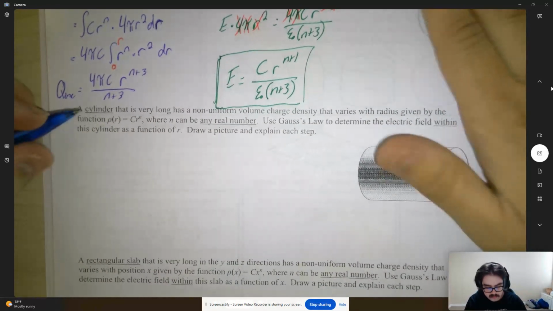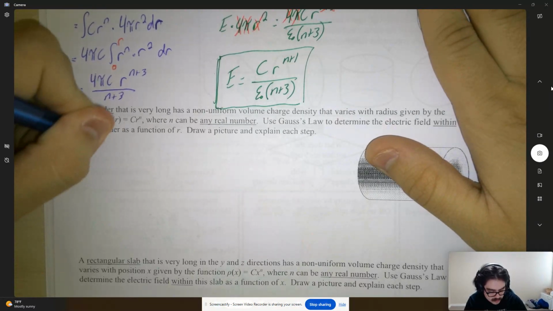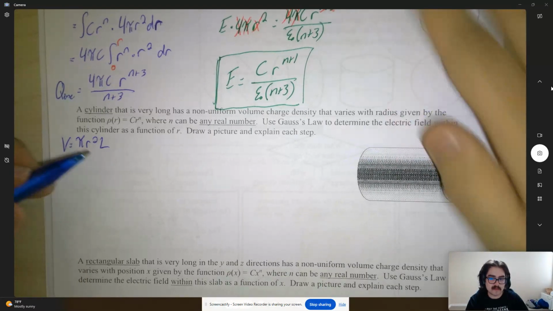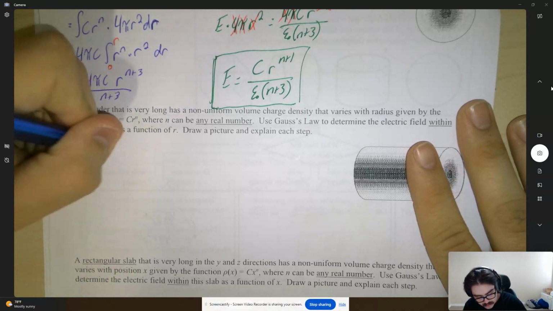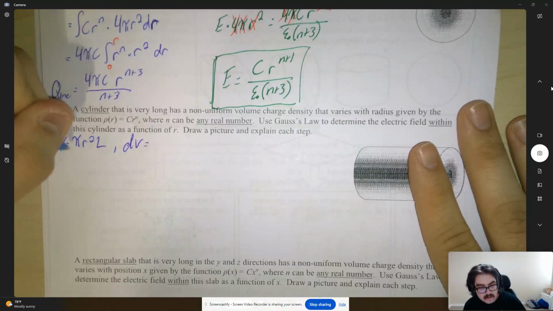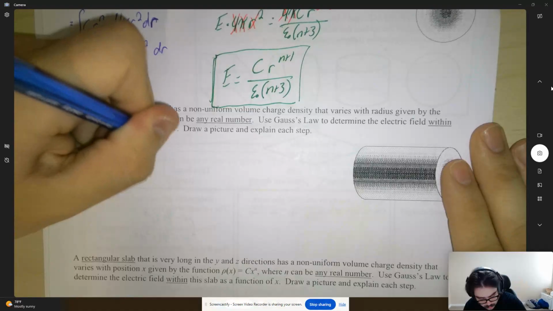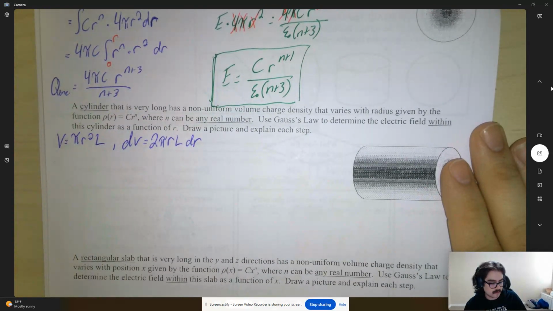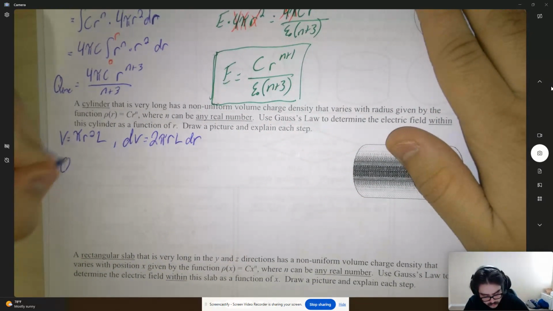The volume of a cylinder, right, we all know is pi r squared times L. That's the area of the circular base, and we multiply it by the length so that we basically stack the circle on top of each other over and over. And then when we do the differential volume, dV, and we differentiate that with respect to r, that's going to give us 2 pi r L dr. Okay. So now we can plug that into the Q enclosed formula.